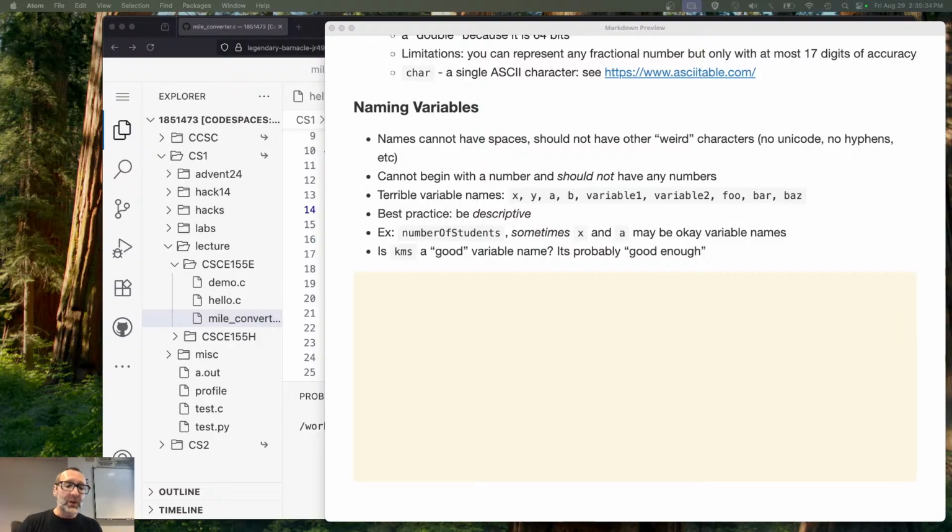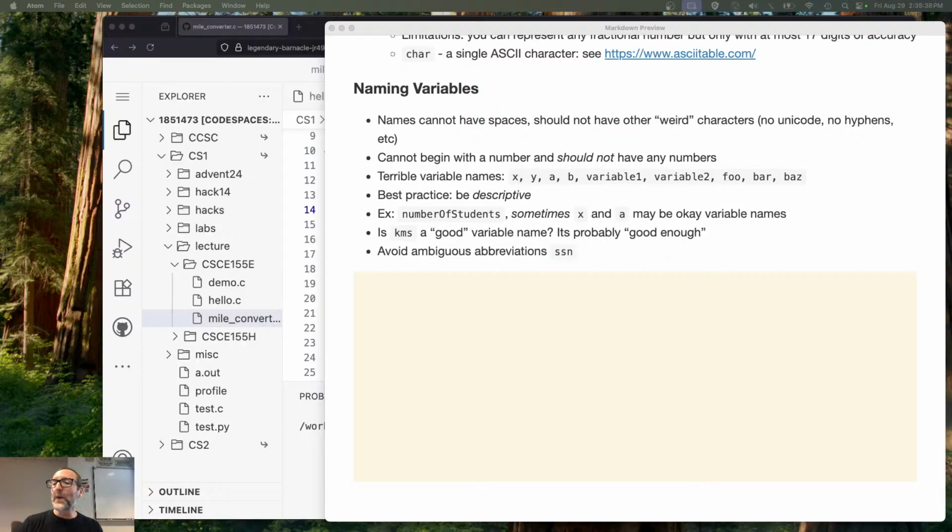For example, you should avoid some ambiguous abbreviations, right? What about Social Security, SSNs? I already gave it away. What does SSN stand for? What does that likely stand for? Social Security number. Likely, good enough. But what if I did this?